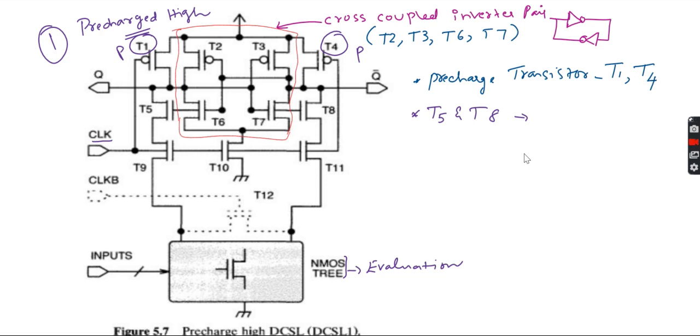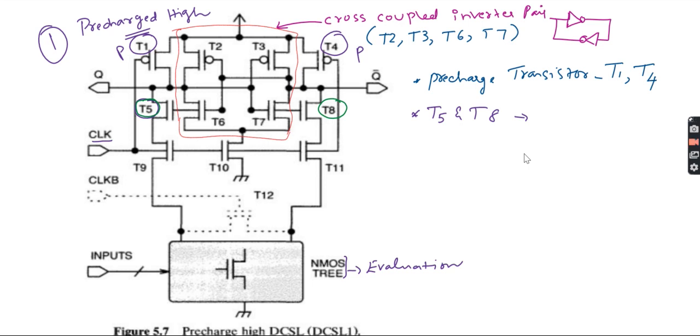What will we do? The presence of T5 and T8 is what differentiates this gate from other DCVS logic gates, the T5 and T8. You can see this T5 and this T8.